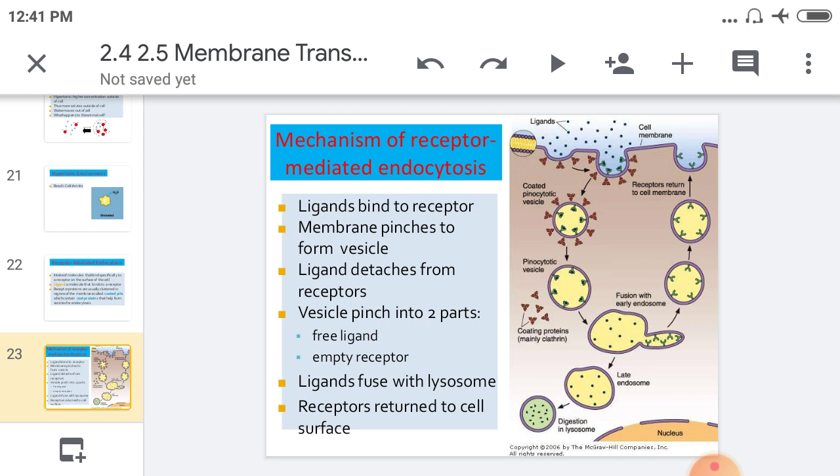The ligand fuses with the lysosome, and then the receptor returns to the cell surface. This is a very important process in the mechanism of receptor mediated endocytosis. Firstly the ligand binds to the receptor, then the membrane pinches to form a vesicle, then the ligand detaches from the receptor. After that the vesicle pinches into two parts, free ligand and empty receptor, and the ligand fuses with the lysosome and the receptor returns to the cell surface. This is a very important and clear-cut diagram.